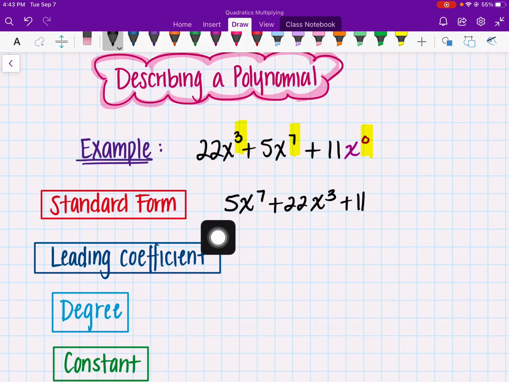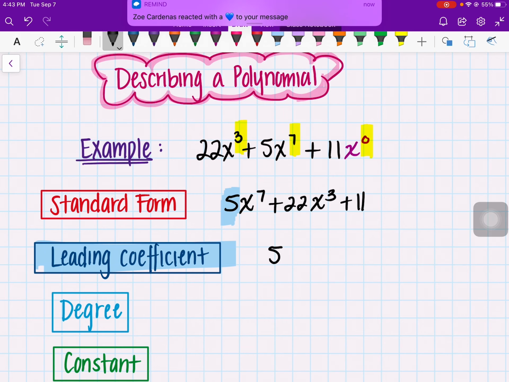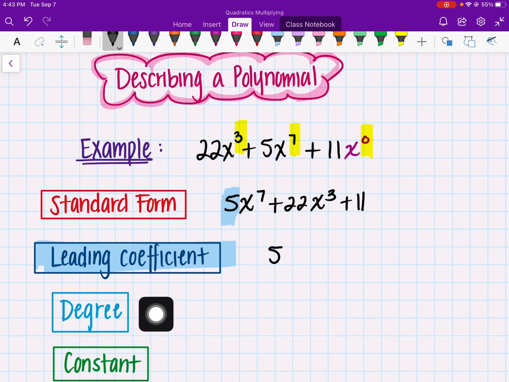Next thing up is our leading coefficient. Leading coefficient talks about the number that is in front of the highest exponent. The 7 here is our highest exponent, so our leading coefficient here is going to be a 5. Now let's go ahead and move on to the degree. The degree talks about the highest exponent. Highest exponent in this case is going to be the 7.